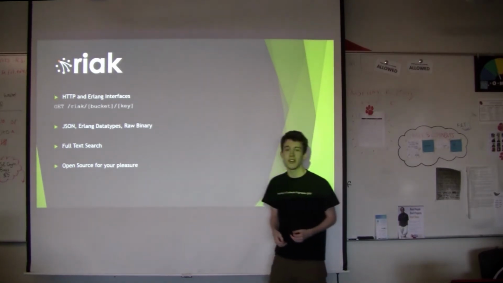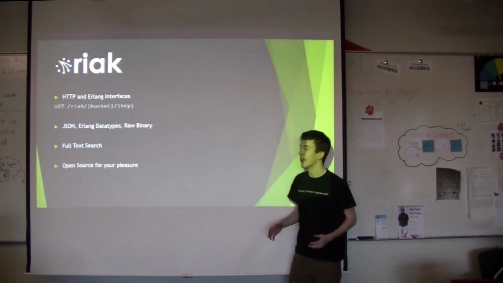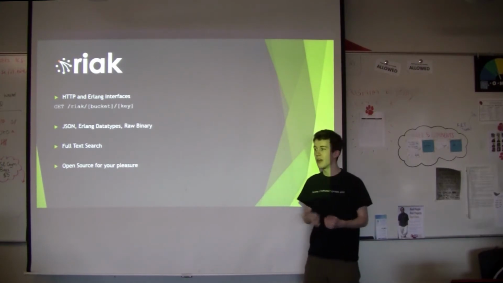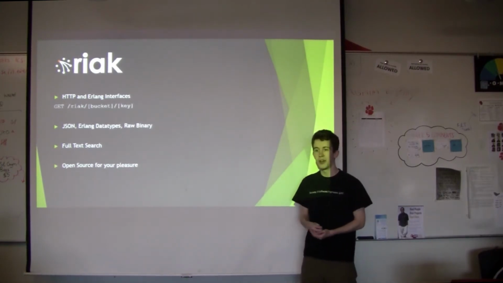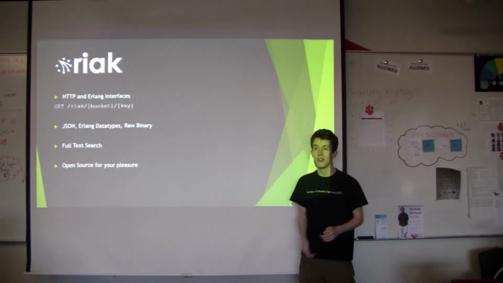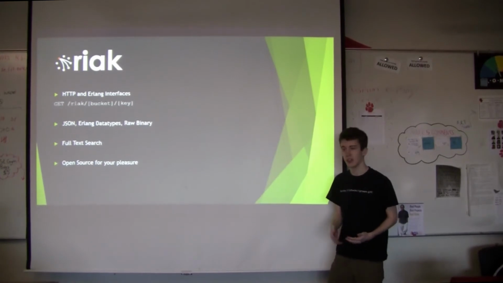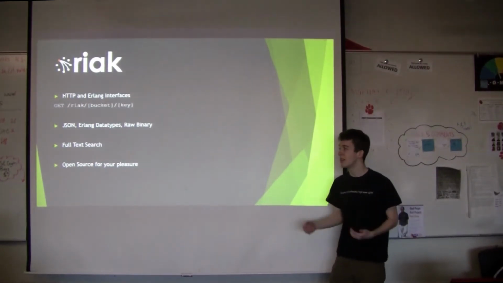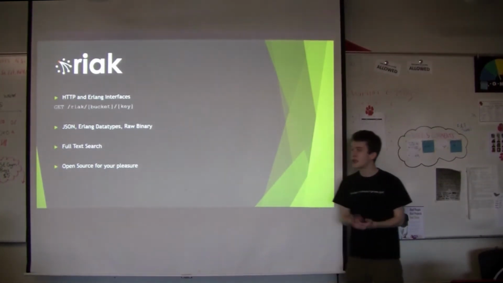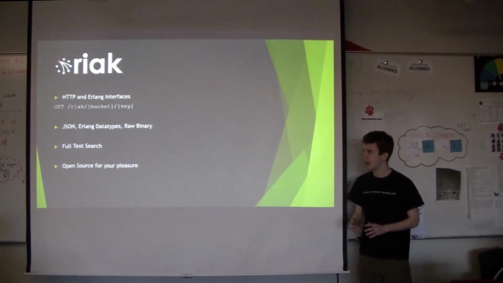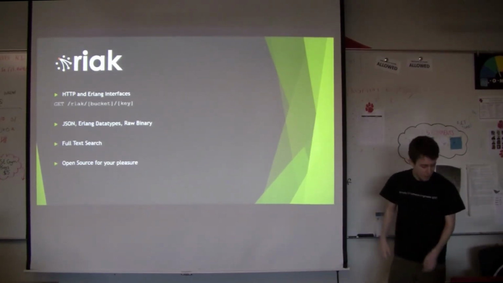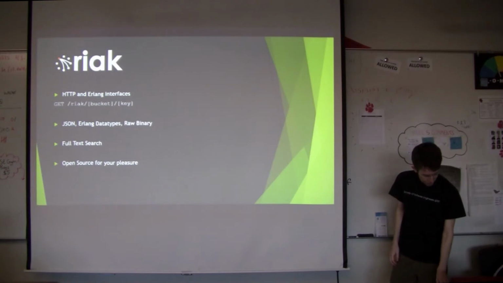Riak supports full text search, which is really its big selling point, in that I can set up nodes in my cluster that are purely in charge of controlling search. And I can search over all my values using queries without having to necessarily build a full MapReduce function set for it, which makes it really helpful. Usually you need some external service to do this in a lot of databases. And it's open source, because who doesn't love open source?